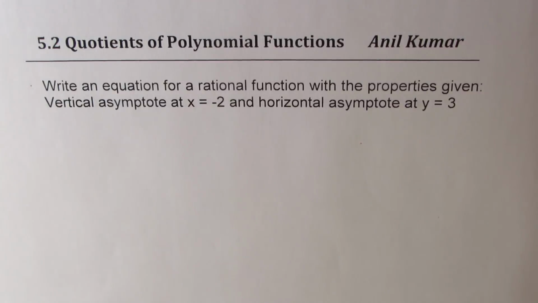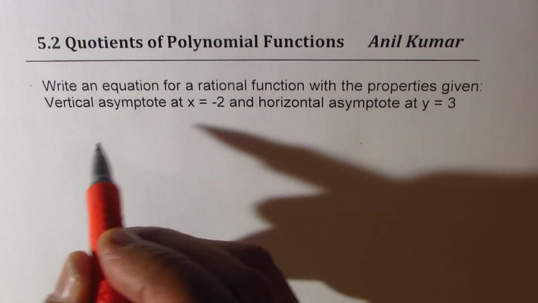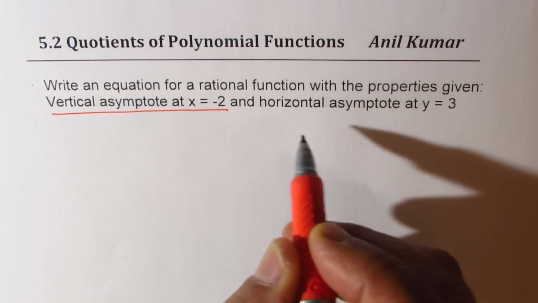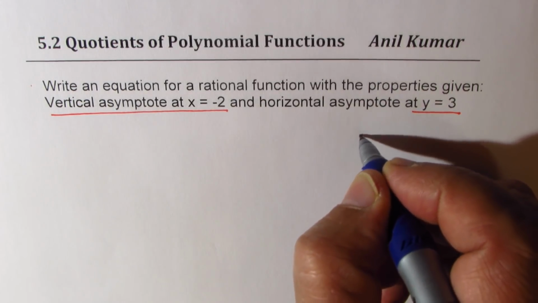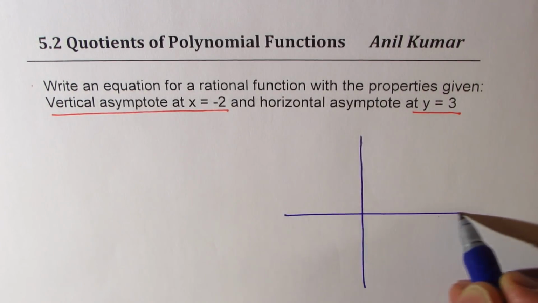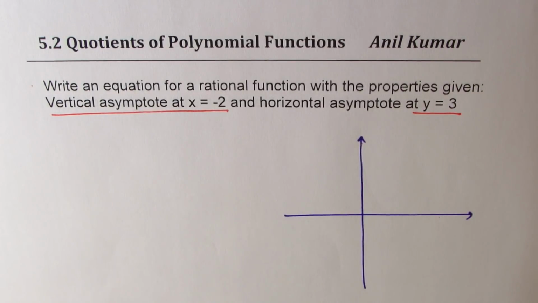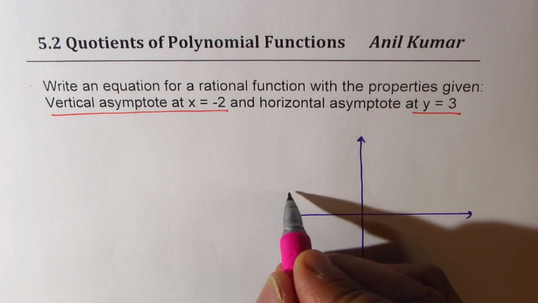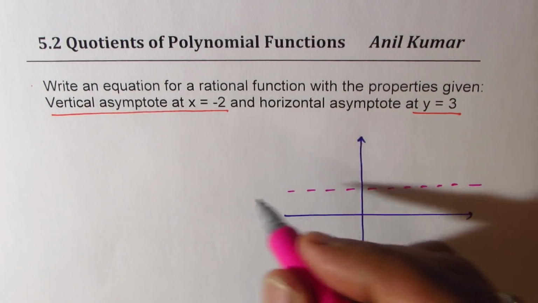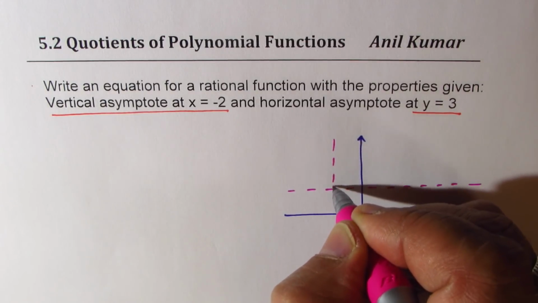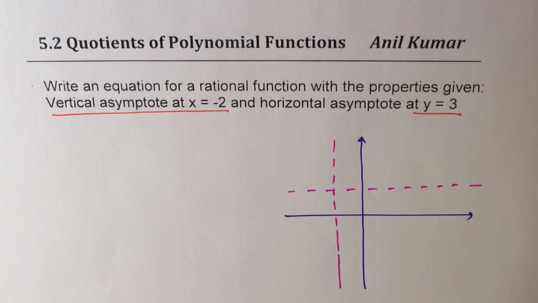Now let's take the next example, which is: write an equation of a rational function with the properties given. This time we are given vertical asymptote and horizontal asymptote, correct? Okay, so let's try to understand what we are given. On a graph, we could actually plot these two. Horizontal asymptote at 3. Let's say this is the horizontal asymptote, right? And the vertical asymptote is at minus 2. Let's select this. That is the graph, correct?